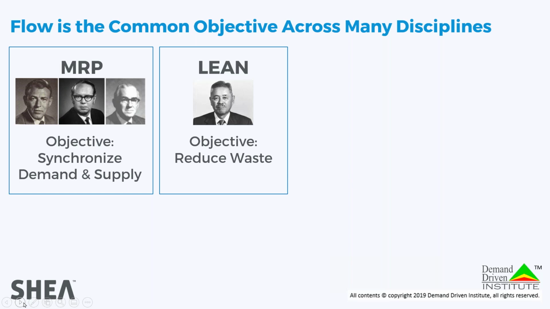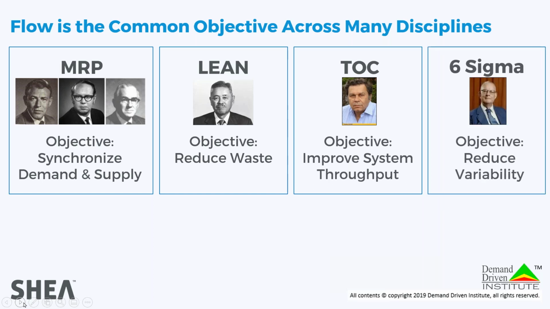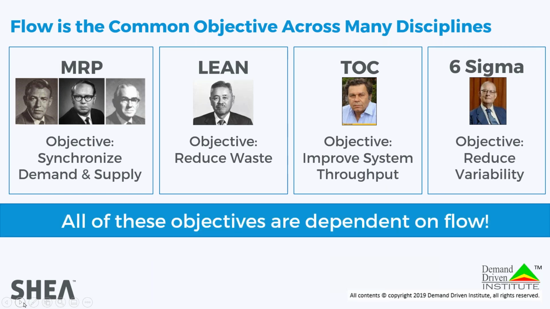In Lean, the objective is to reduce waste. If we remove waste out of the system, we improve flow. In Theory of Constraints, we improve the system throughput. What's another word for throughput? I submit that it's flow. And in Six Sigma, if we reduce variability, we improve flow. When things are more consistent, flow is better.